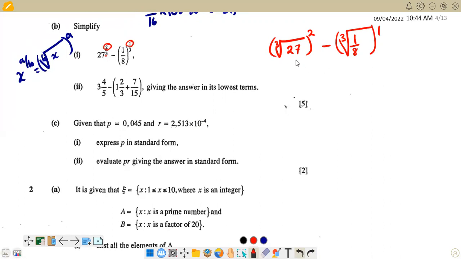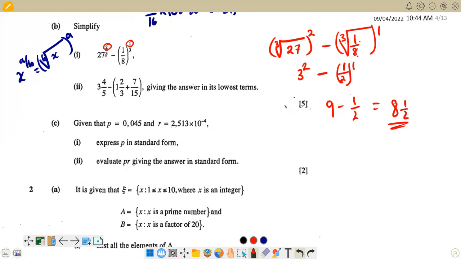Okay, so the cube root of 27 is going to give us a 3. Then whatever you get, you raise to the power of 2. So it's 3 to the power of 2 minus the cube root of 1/8. So it's the cube root of 1, which is 1, over the cube root of 8, which is 2. So everything to the power of 1. As you can see, there's no effect here. So 3 to the power of 2, that's 9, minus 1/2, that is what you're going to have. And from your calculator, you can just simplify this direct, and it's going to give you 8.5. So that is what we're given in this part.